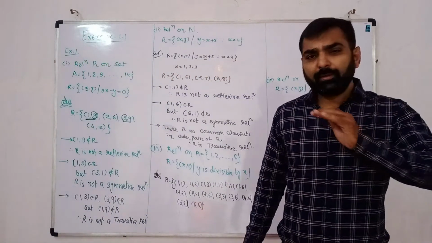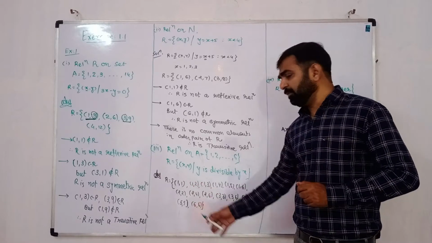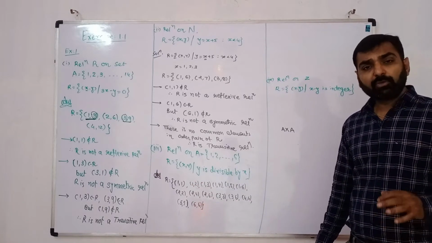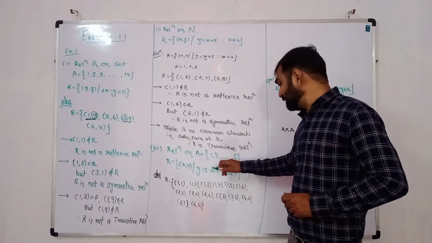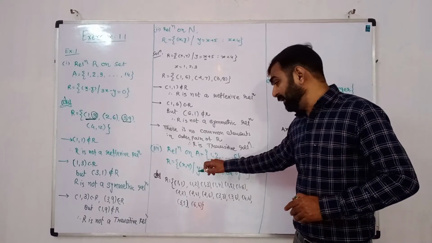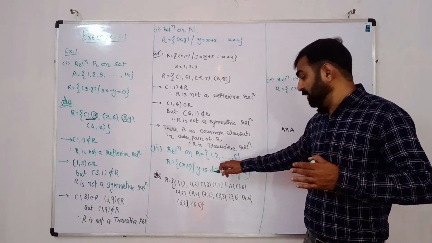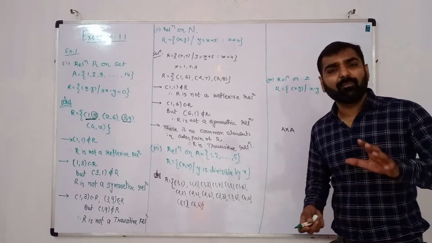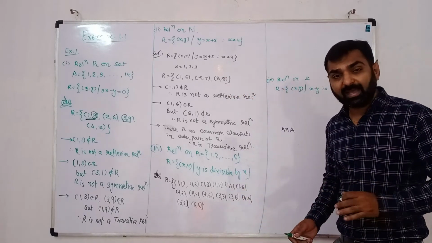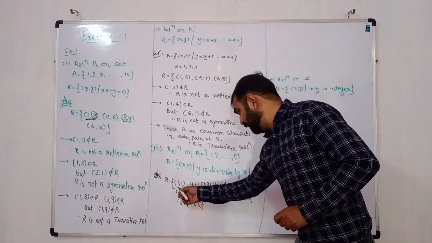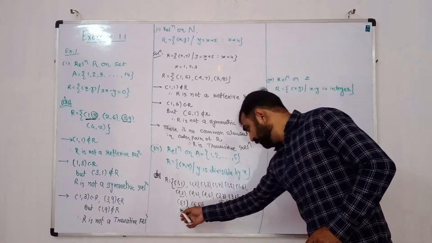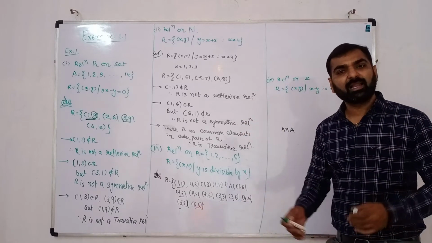Okay, so now what happened? First of all we check whether it is reflexive or not. For reflexive, there are 6 elements. So what should be in reflexive? That means 1 1, 2 2, 3 3 up to 6 6. All the 6 elements must belong to R. So first check whether the 6 elements are there or not. It is 1 1, 2 2, 3 3, 4 4, 5 5 and 6 6. All 6 elements are there.